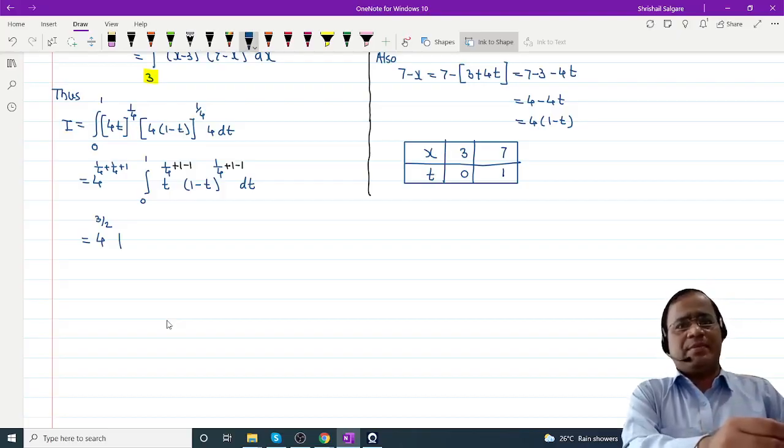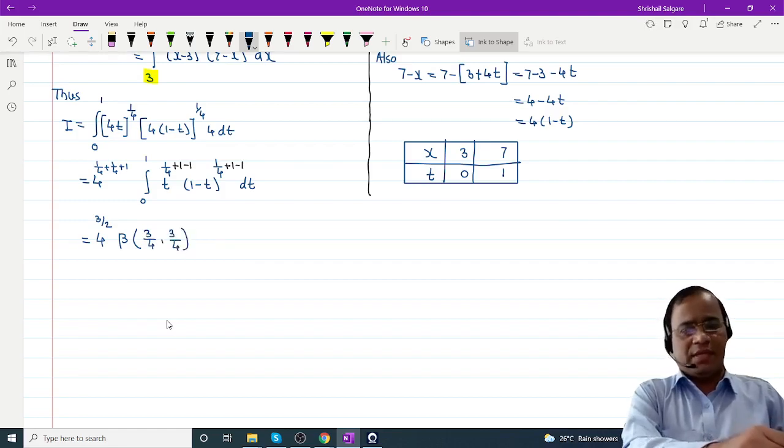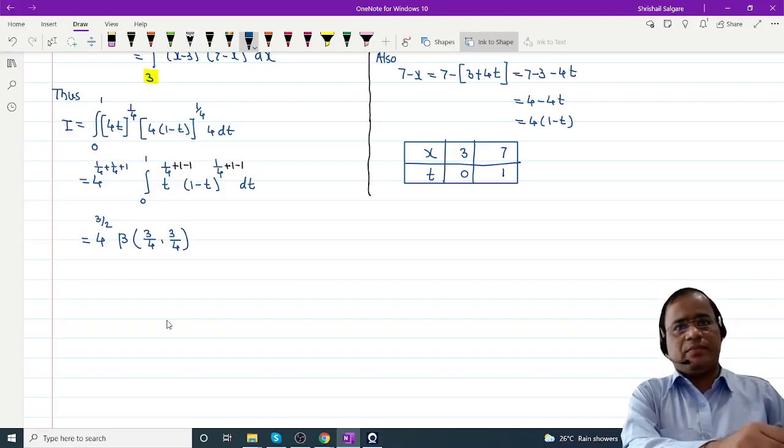I think both parameters will get the same here. What is that parameter? Yes, anyone? Beta of 3 by 4 and 3 by 4. Is it right? Make me correct if I am wrong. Okay, 4 raised to 3 by 2. This I will write, I will split.